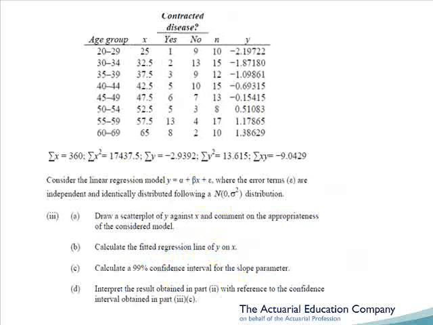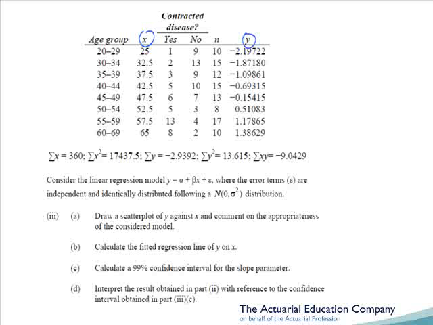In the final part, we're doing our linear regression using the y values against the x values. First of all, you have to draw a scatter plot using the graph paper provided and comment on the appropriateness. Well, you just need to simply say, is there a linear relationship between y and x or not?